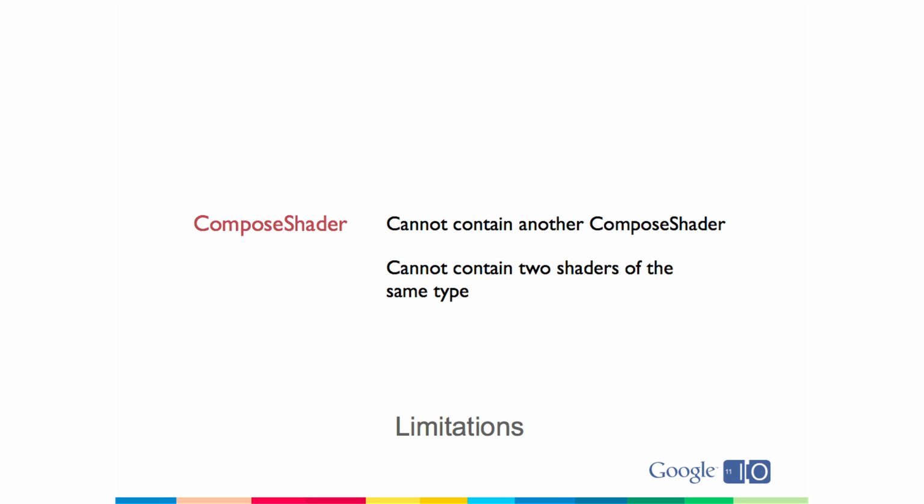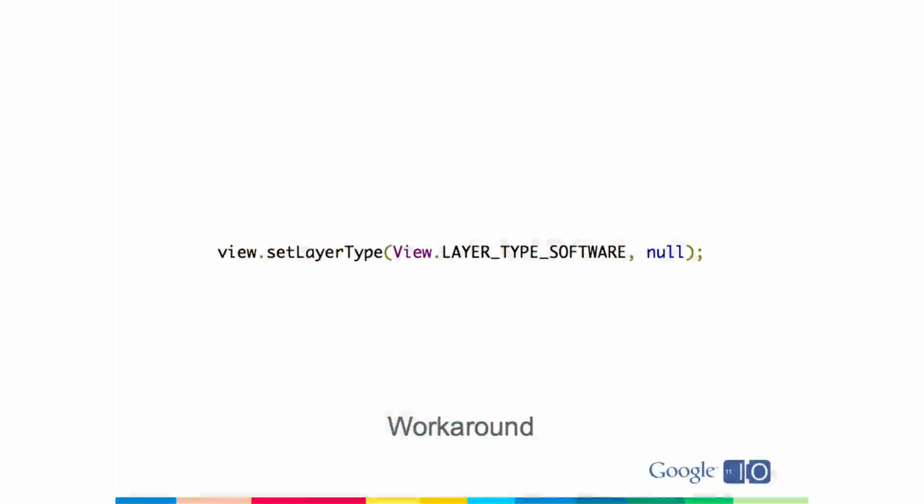A Compose Shader lets you combine 2 different shaders. So if you want to draw a gradient, that's a shader. If you want to texture something, you use a shader, and you can compose them in one operation. The limitations are that you can't recursively use compose shaders, and the 2 shaders inside the compose shader have to be of different types. So you can't use 2 bitmap shaders at the same time or 2 linear gradient shaders. The workaround for all these limitations is pretty easy: if you have custom code that uses any of these APIs or requires any of those limited functionalities, just use software layers on your view.